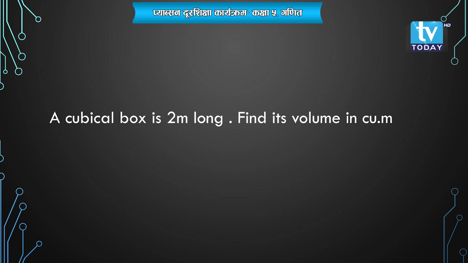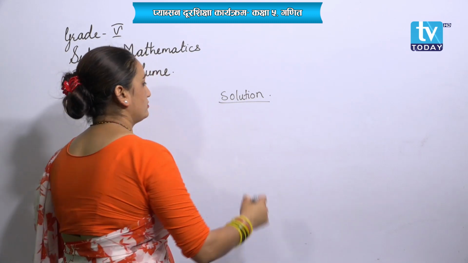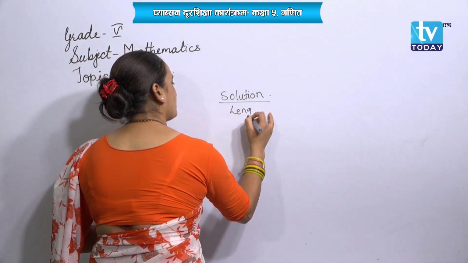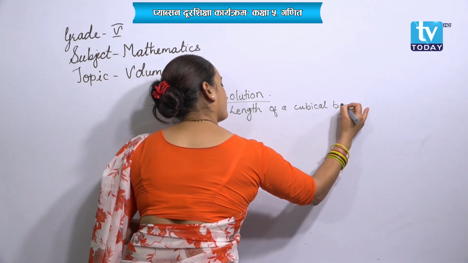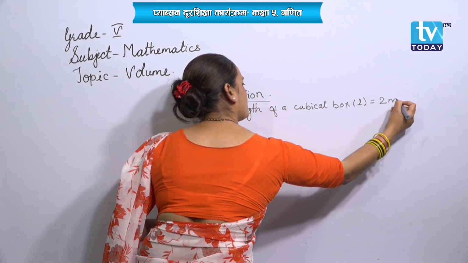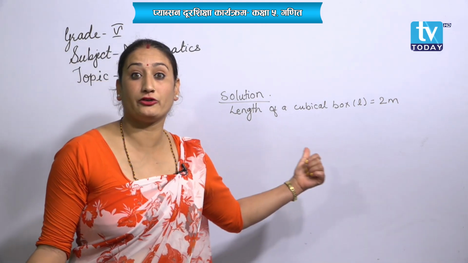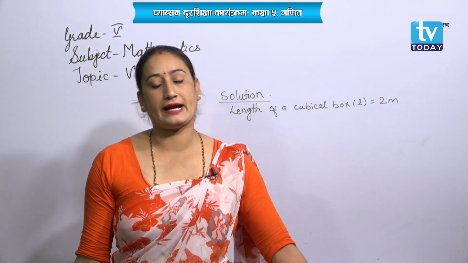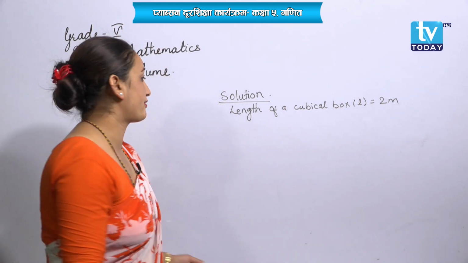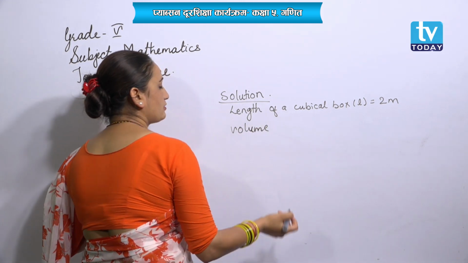Then how to find? The solution will be like this. See here, length of a cubical box equals to given 2 meter, and height also not given, breadth also not given, because it's a cubical box. Already said length also 2 meter, breadth also 2 meter, and height also 2 meter. Now you have to find out the volume. Write down the volume.